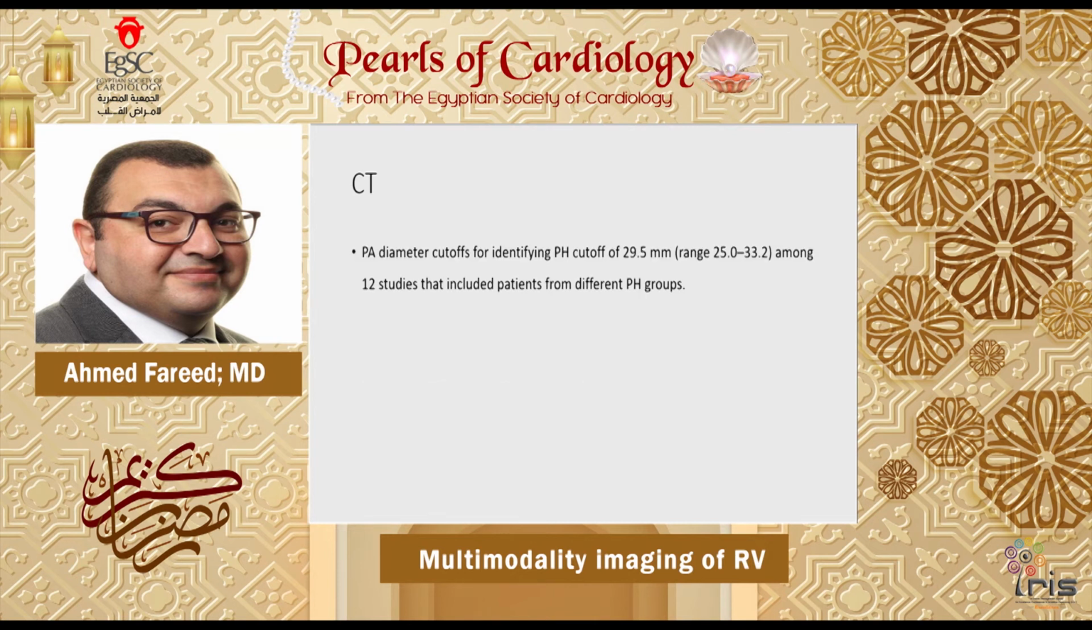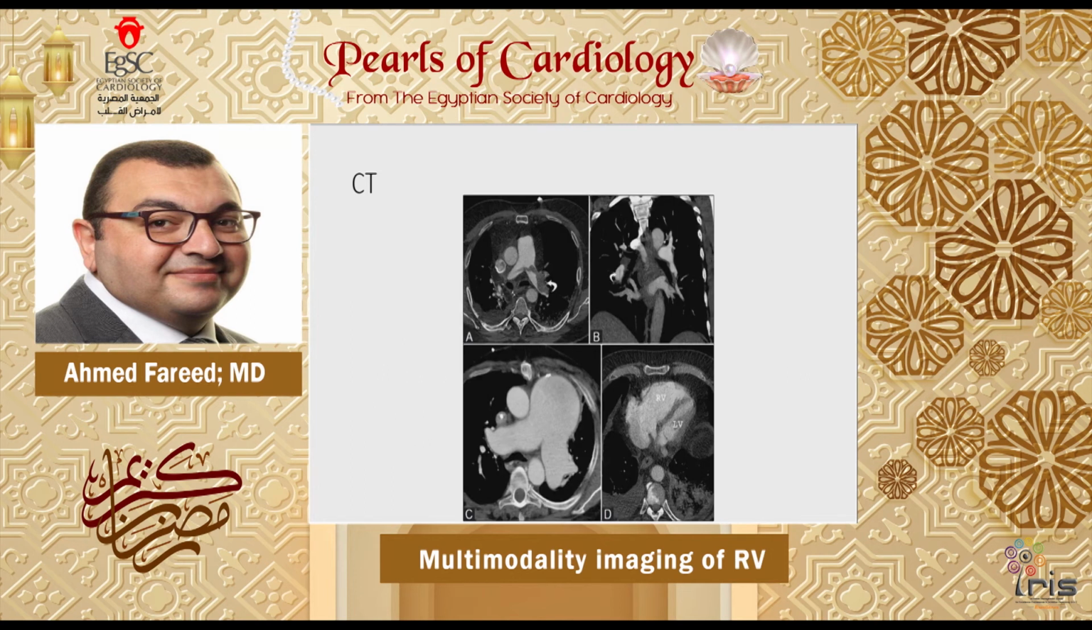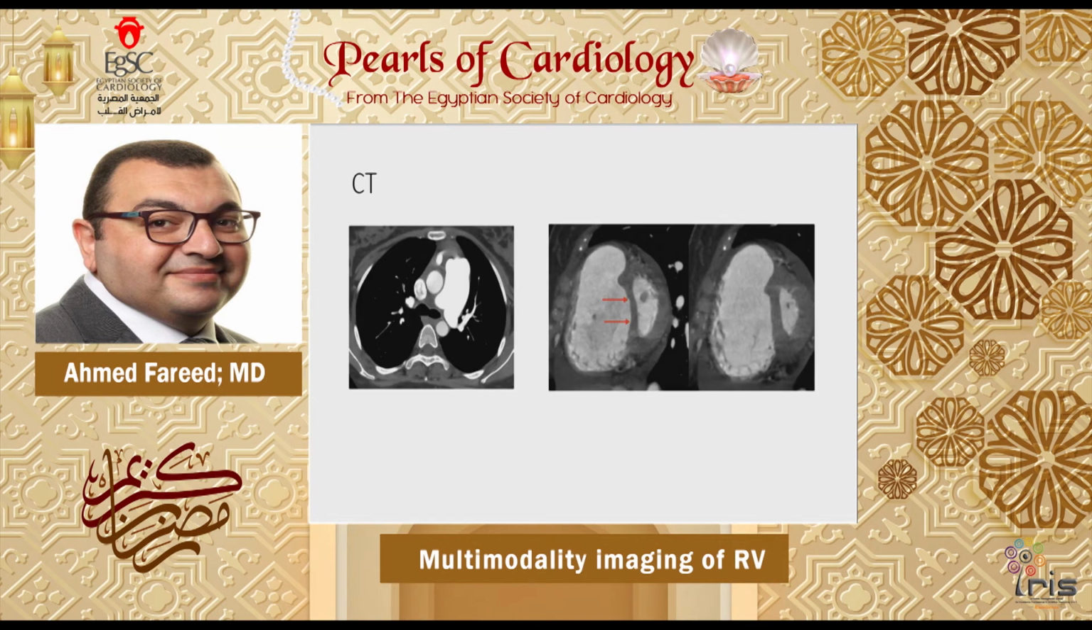The pulmonary artery diameter cutoff for identifying pulmonary hypertension ranges from 25 to 33 mm among 12 studies that include patients from different pulmonary hypertension groups, and dilatation of the main pulmonary artery and a main pulmonary artery to descending aorta diameter ratio of more than 1 is highly indicative of pulmonary hypertension. We can see here there is aneurysmal dilatation of the pulmonary artery in comparison to the aorta. You can also see its implication on the right ventricle. The right ventricle is dilated and compressing the left ventricle in these images.